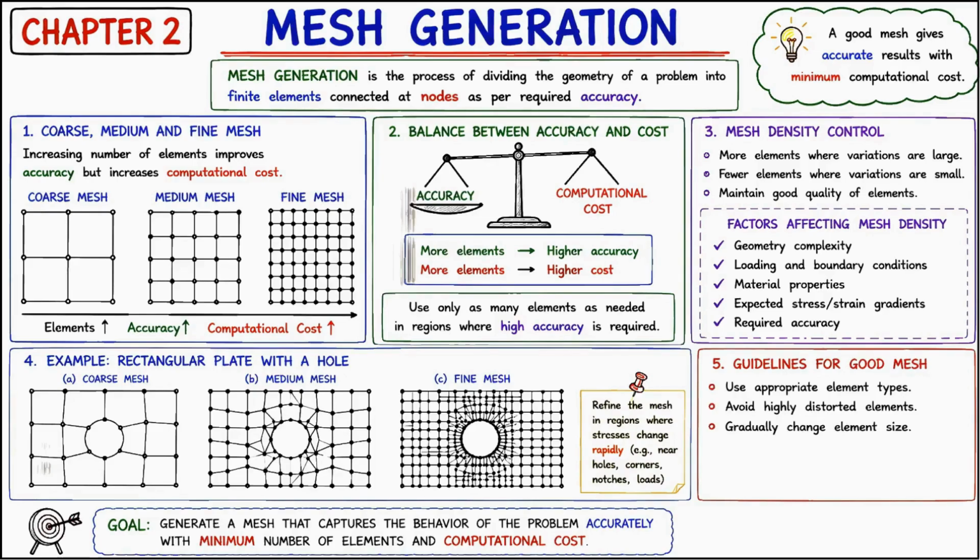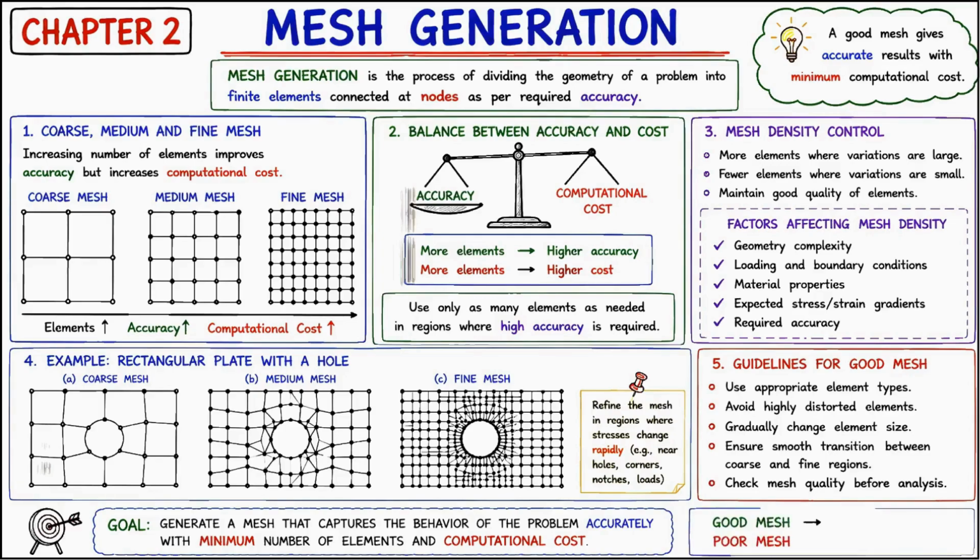Use appropriate element types. Avoid highly distorted elements. Gradually change the element size. Maintain smooth transitions between coarse and fine regions. And always check mesh quality before beginning the analysis. Remember the key message written at the bottom of the poster. A good mesh leads to reliable engineering results, whereas a poor mesh can produce incorrect solutions, regardless of how advanced the software is.